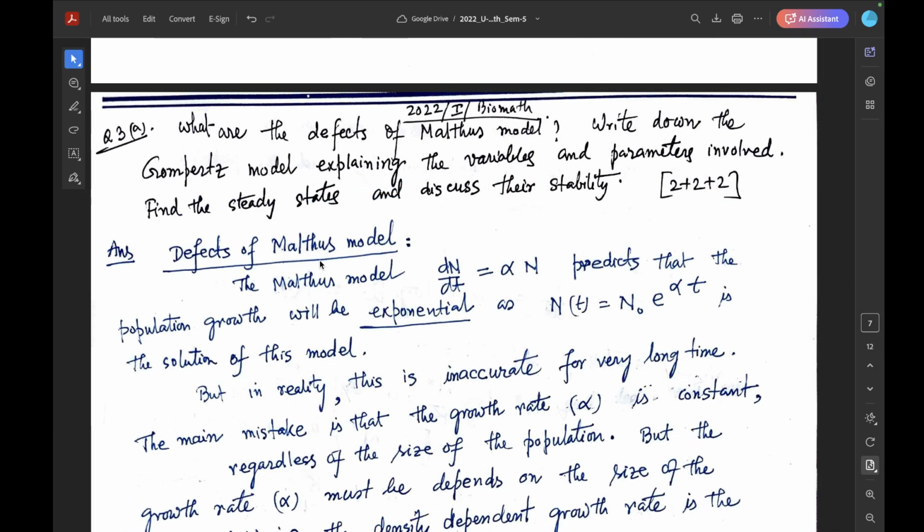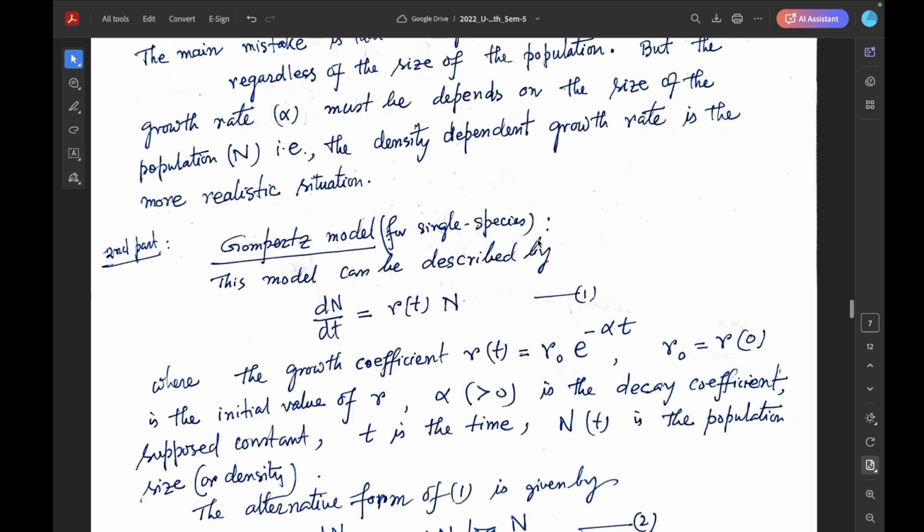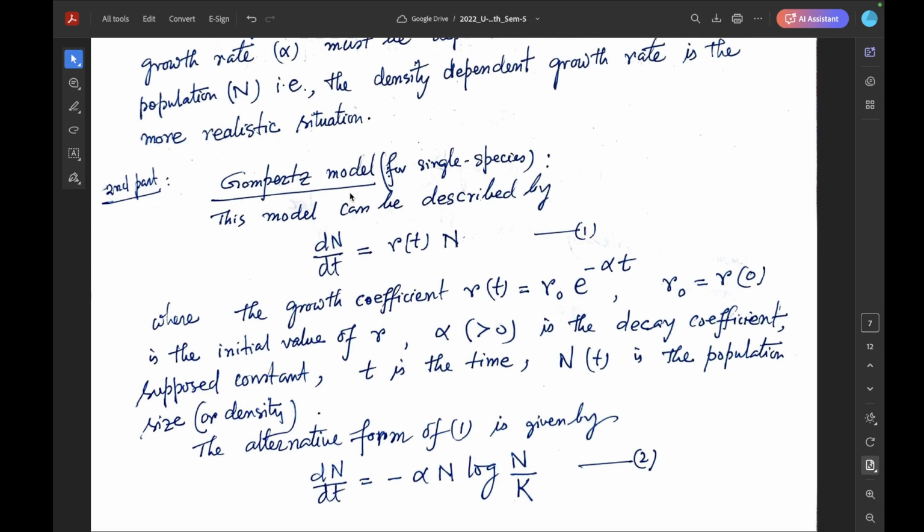Next, second part: write down the Gompertz model, explaining the variables and the parameters involved. We write here for the single species Gompertz model, dN/dt = R(t)N, where the growth coefficient R(t) = R0 e^(-αt), where R0 = R at t = 0, the initial value of R, and α greater than 0 is the decay coefficient and a constant, and t is the time, and N(t) is the population size or density.